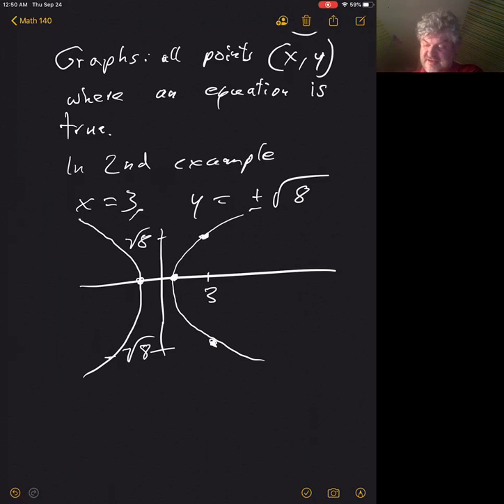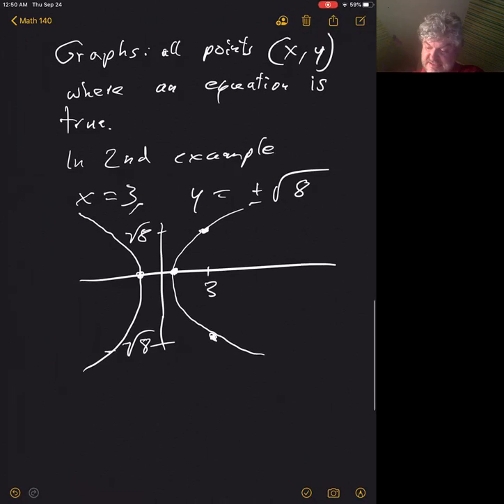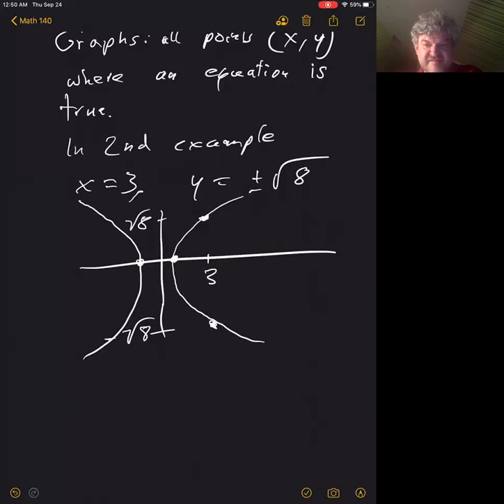The point is that this relation does not define a function, or it is not a function. The equation doesn't define a function, and we can tell because we have 2 points with the same x value but different y values. And this test has a name, whether a graph defines a function or represents a function. That's called the vertical line test.